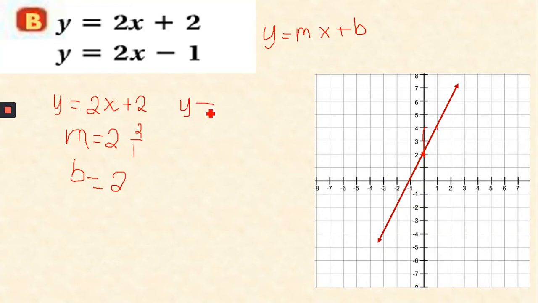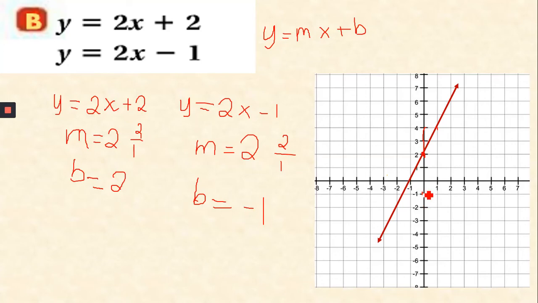How about the second equation? Y equals 2x minus 1. You're going to determine your slope and your y-intercept. Your y-intercept is negative 1 and your slope is positive 2. Again, slope means 2 over 1. So let us now plot your y-intercept, negative 1. Negative 1 is here.